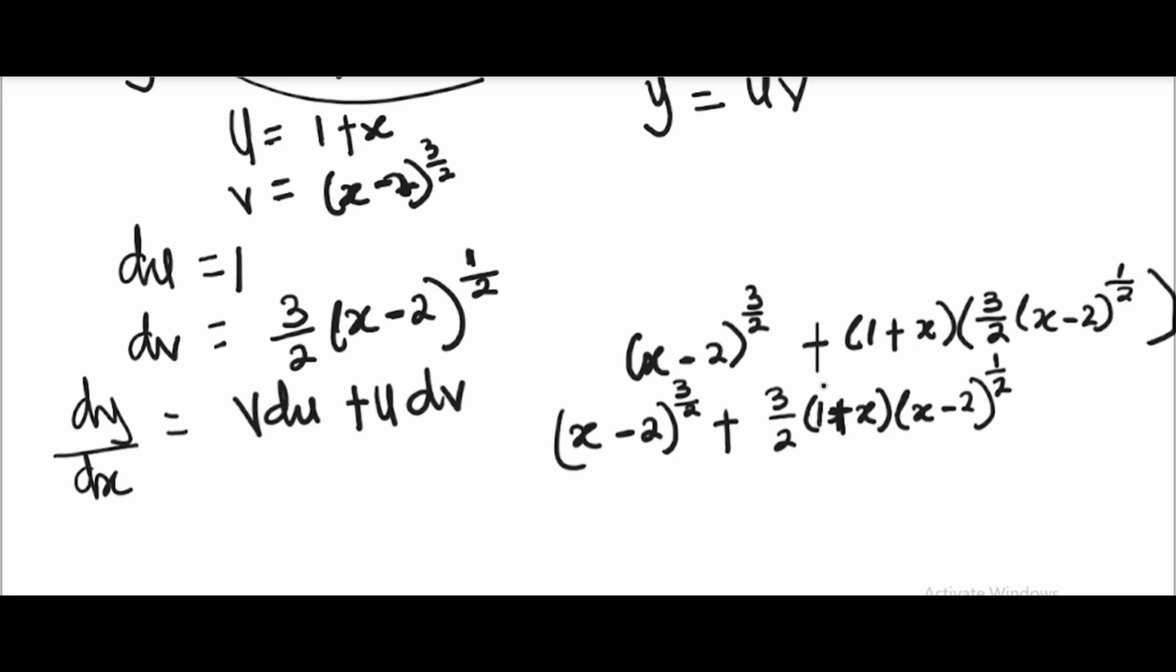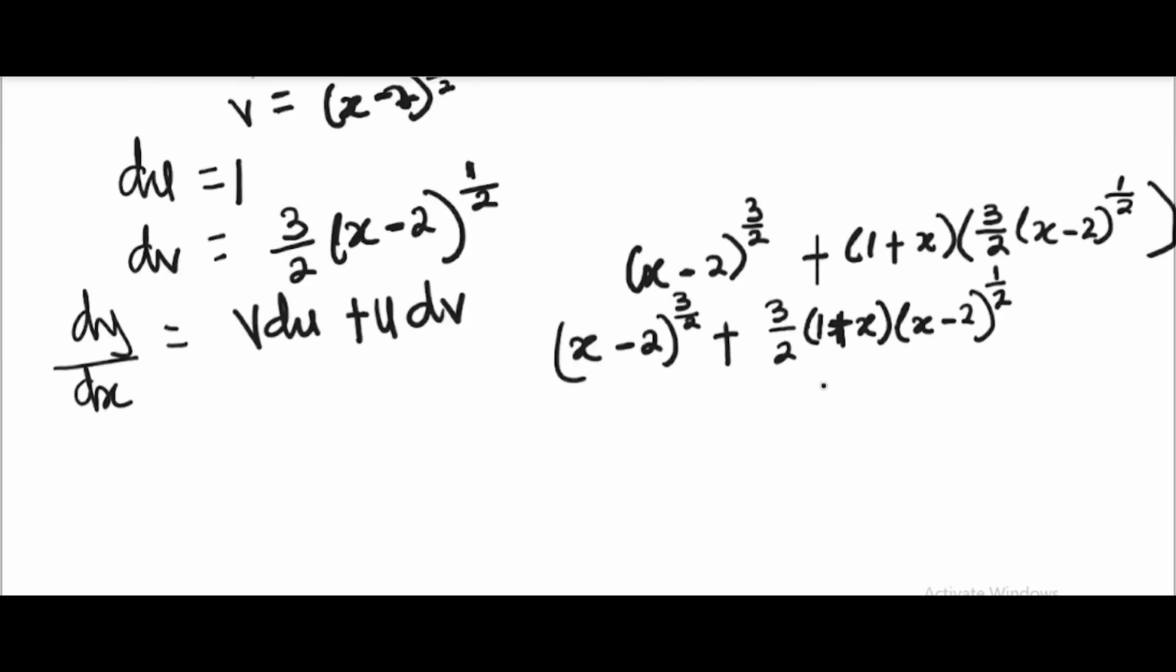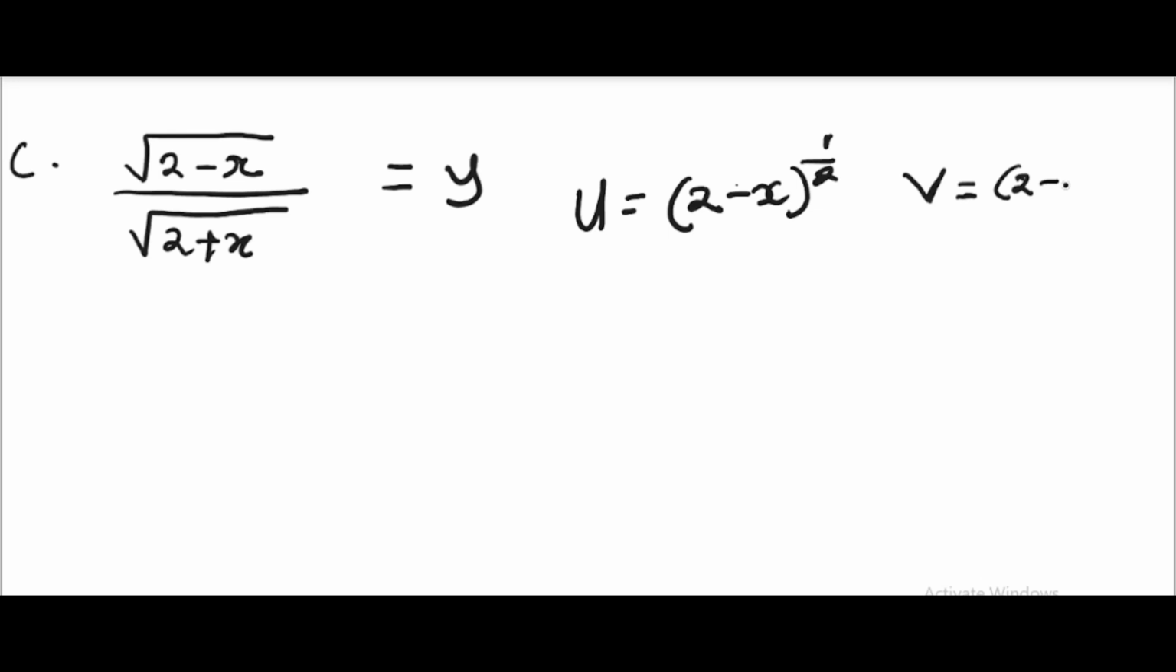Since the power is a fraction, you cannot open the bracket, so we leave it that way. Okay, and there are no like terms to bring together. So now the last but not the least, we have y equals u over v, with u and v raised to the power of half. So now differentiating u with respect to x.